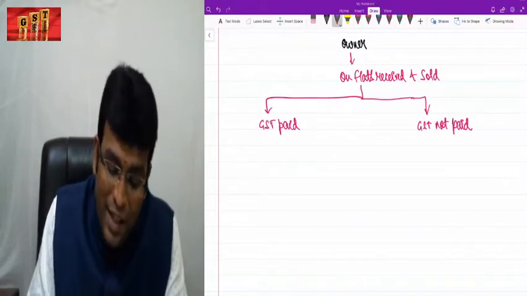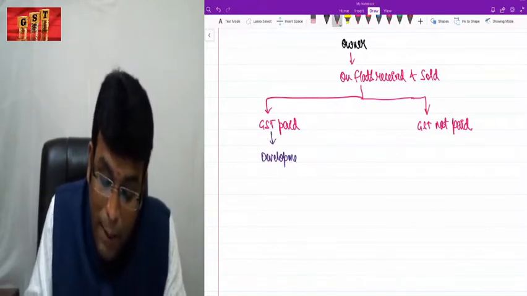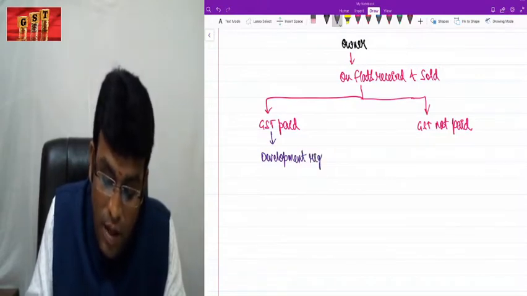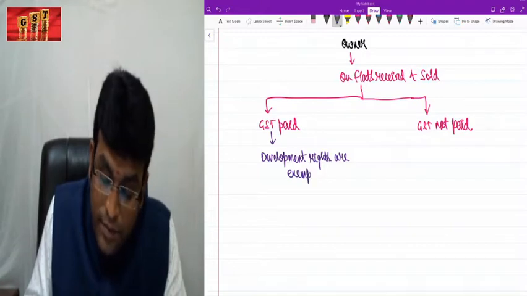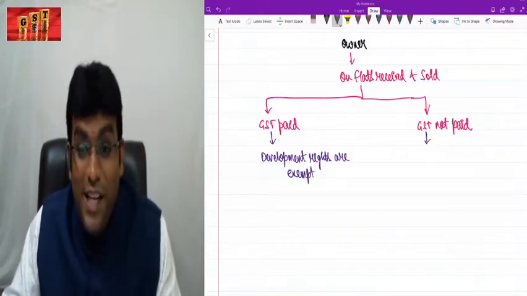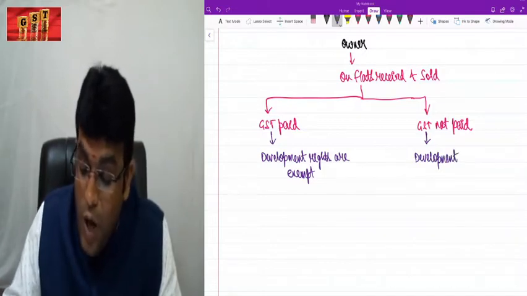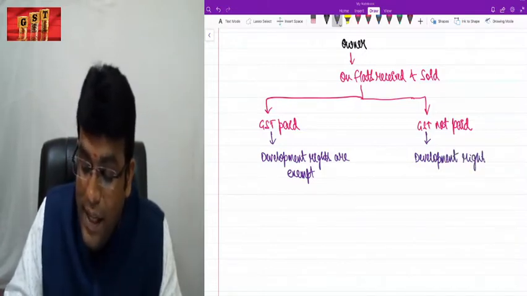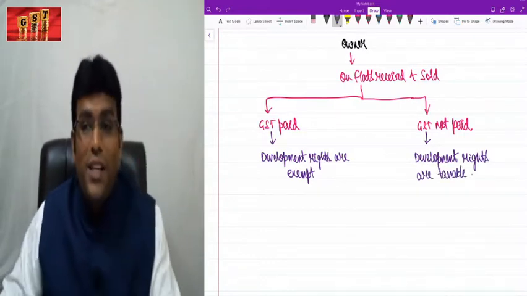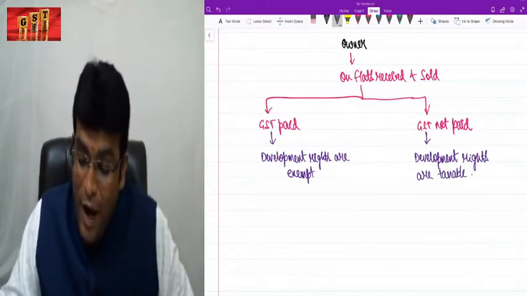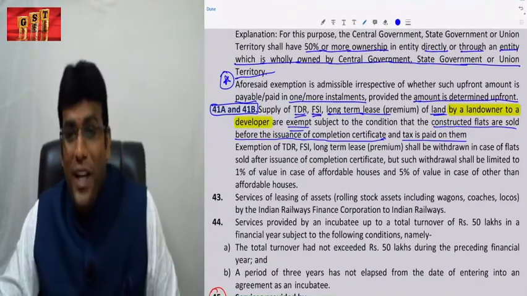And on flat, if GST is paid, development rights are exempt. On flat, if GST is not paid, development rights are taxable. That's it. This is the complete summary of the entire concept, whatever I told you so far. Come on friends, very interesting point.